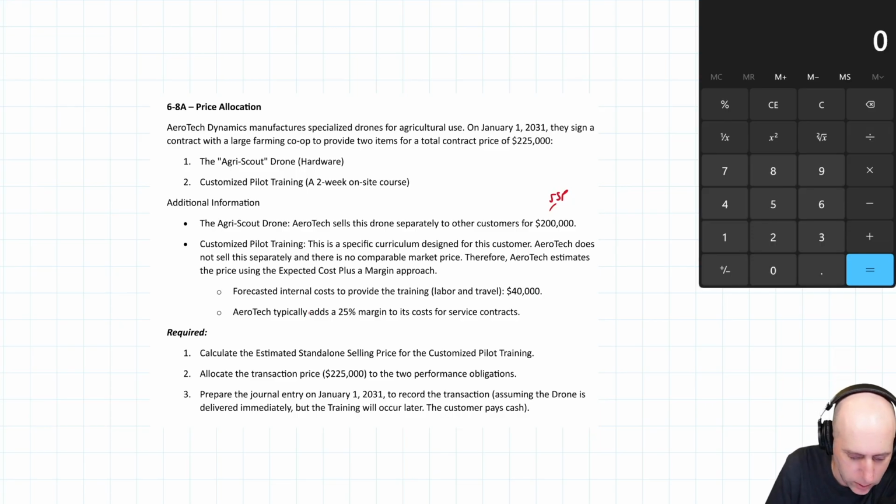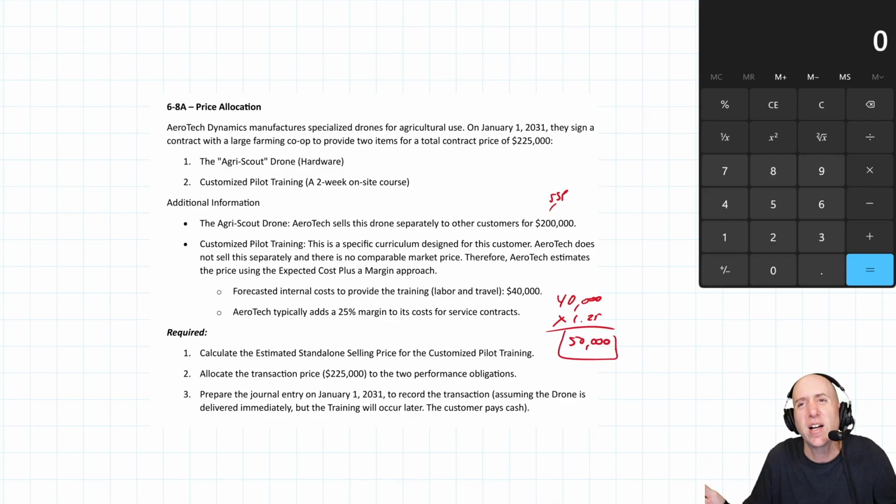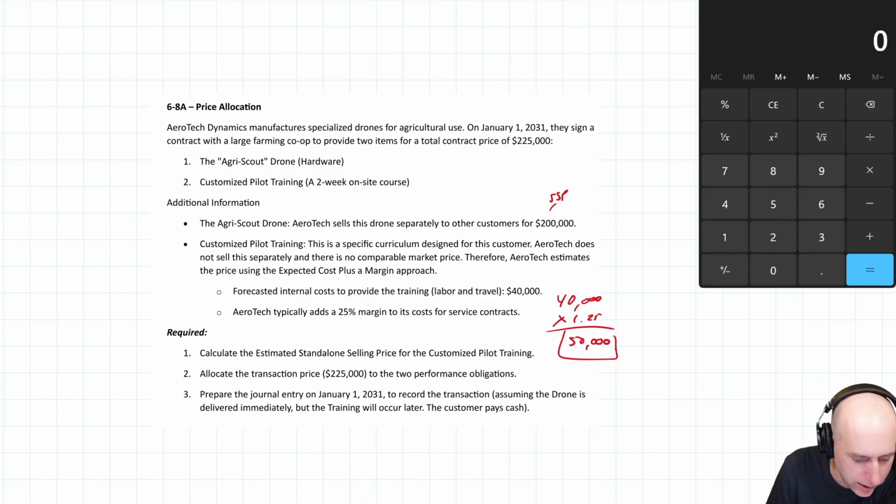Forecasted internal cost is $40,000. We're going to apply 25% margin, and that just means we're going to go $40,000 times 1.25. We're going to just put a number on this of 50,000, sort of a cost plus situation, and that's the number we're going to use in our calculations in allocating the price to our 2 performance obligations. So it says calculate the estimated standalone selling price for the customized pilot training, 50. That's the answer to that. Allocate the transaction price $225 to the 2 performance obligations.